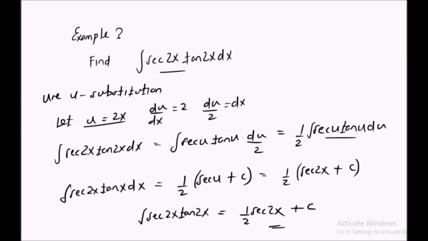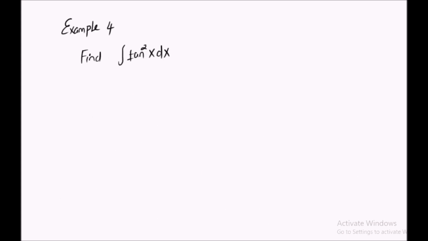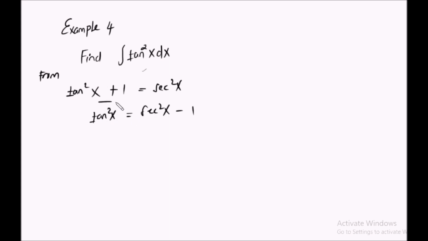So let's do example 4 now. This example 4, integrate tan square x dx. So what am I going to do? I know that tan squared x plus 1 is equal to sec squared x. So kumbe tan squared x is just equal to sec squared x minus 1. So hii tutaifahamu kwenye trig. Okay, I can derive it, but I'm not going to do it.